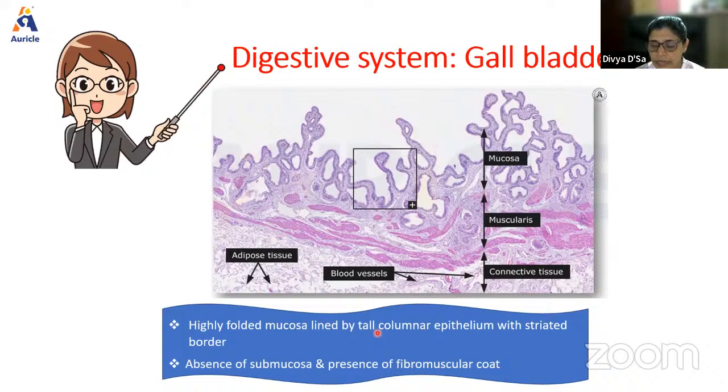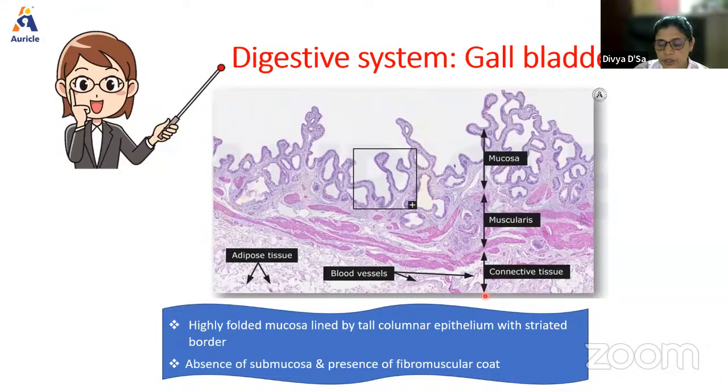And instead of that, there is a layer which is called fibromuscular. That is fiber tissue, fibers as well as muscles together. So in the gallbladder, instead of 4 layers, we see the mucosal layer, the fibromuscular layer, and the last layer will be the serosa or adventitia, based on which portion is covered by the serosa.